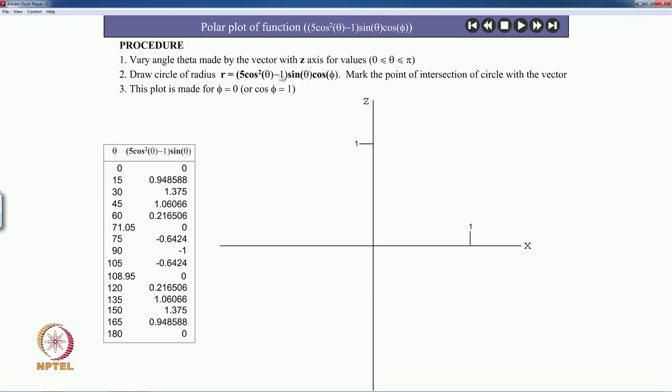This is a trigonometric function, a homogeneous function of order 3, because 1 is nothing but sin square theta plus cos square theta. So, it is 4 cos square theta minus sin square theta times sin theta. So, everything is cubic times cos phi, and therefore for phi we have chosen the value 0, where this is maximum. And so, what you see is the plot of 5 cos square theta minus 1 times sin theta on the polar coordinates.